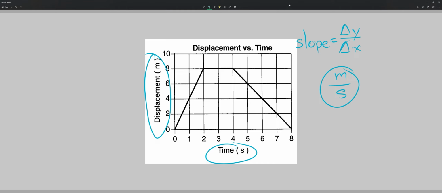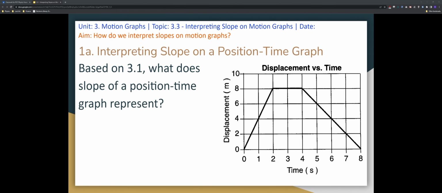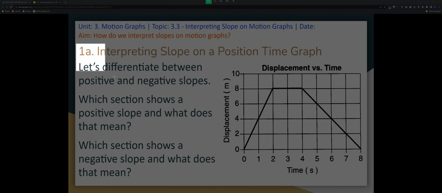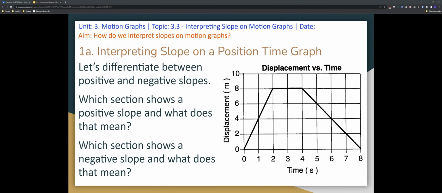Well, what is meters per second a unit for? Meters per second is a unit for velocity. So we know that on a position time graph, the slope gives us velocity. And here you didn't really need to remember it, because all you needed to know was, what is slope? Slope is y over x. If you do the unit divided by the unit, you get velocity. So let's move on to the actual, we want to talk about positive and negative slopes here.